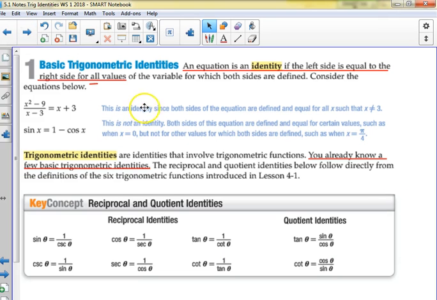All right. An equation is an identity when the left side is equal to the right side for all values of the variable. Okay, so this is an identity. X squared minus 9 over x minus 3 is equal to x plus 3. It's true of all values except x equals 3. Some of you in a minute are going to try to tell me that this is an identity.